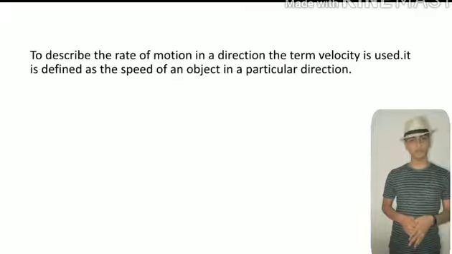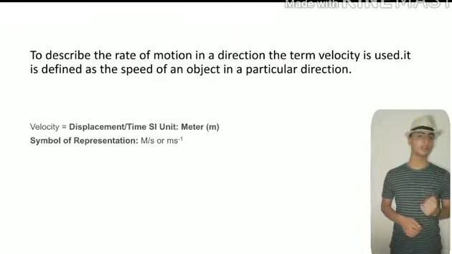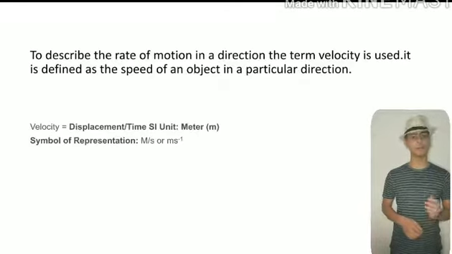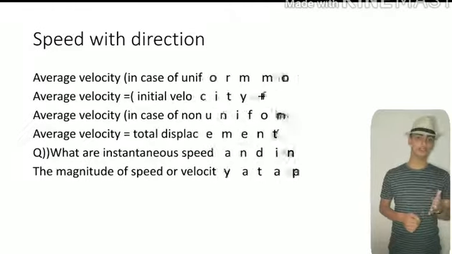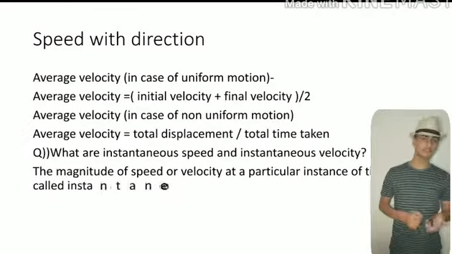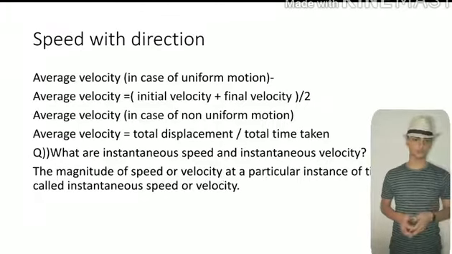Now, to describe the rate of motion in a direction, the term velocity is used. It is defined as the speed of an object in a particular direction. Velocity is displacement upon time, and the SI unit is meter per second, or m s inverse. Knowing about the speed with direction, that is the average velocity in the case of uniform motion and average velocity in the case of non-uniform motion.